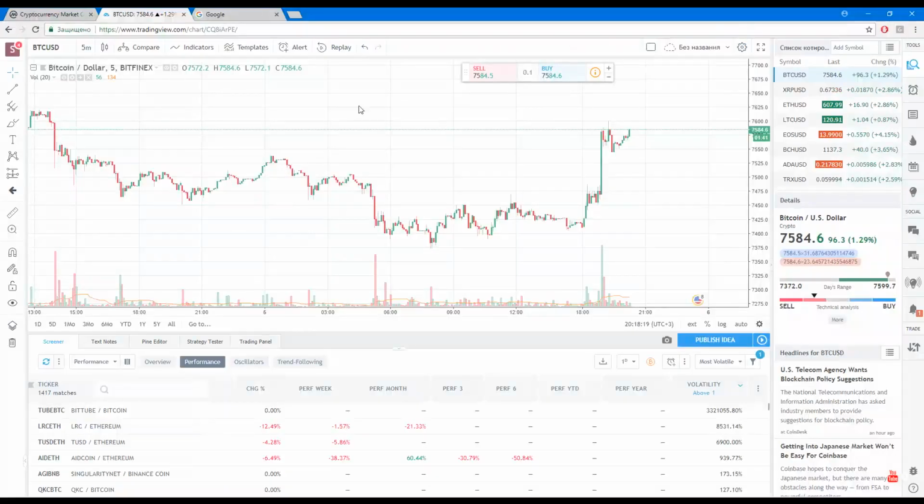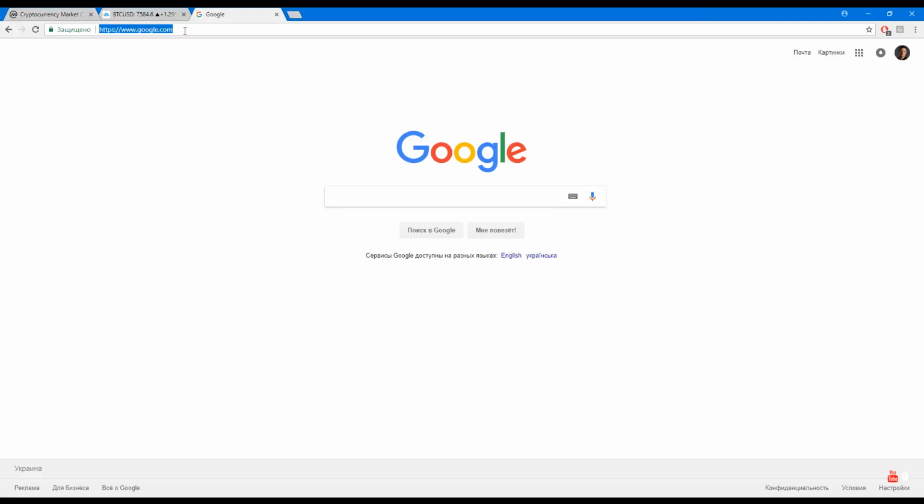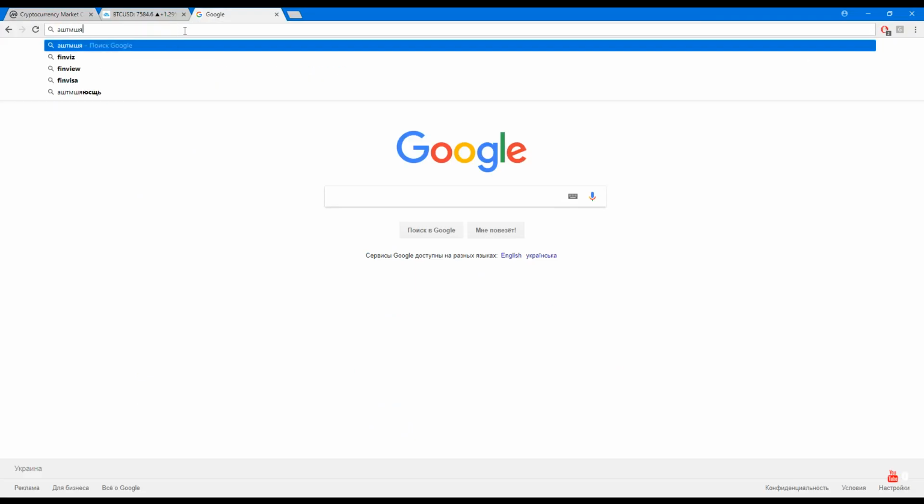So we all know about coinmarketcap.com, and every day you can see some numbers of BTC dominance. It's now near 38%. So it's a huge domination, like in the stock market.